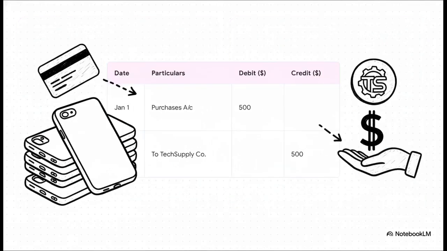Let's look at this in a real ledger entry. Say on January 1st, you buy $500 worth of blank phone cases on credit from a vendor. Well, because Tech Supply Co. is the giver of these goods to your startup, we credit them $500 on the right side. They gave us value, and now we have a pristine record of it.